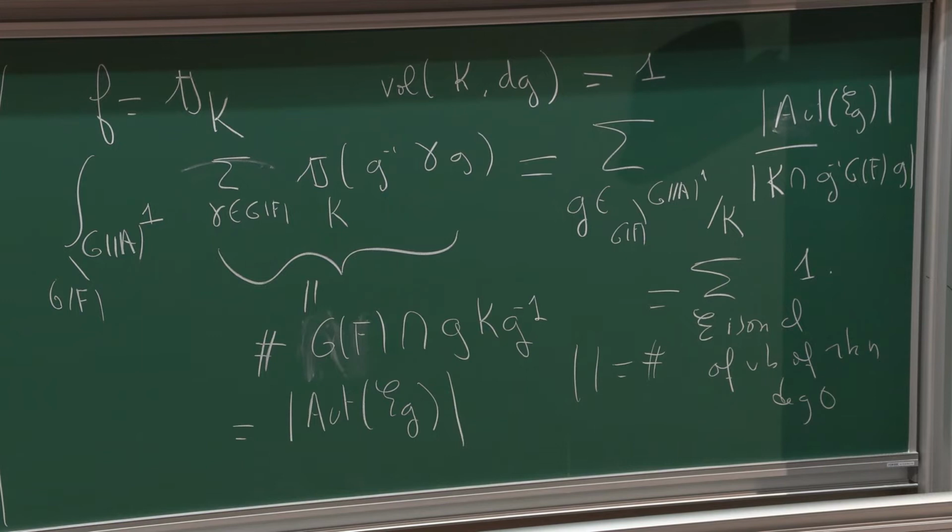And the problem is that there are infinitely many isomorphism classes. It's easy to see.